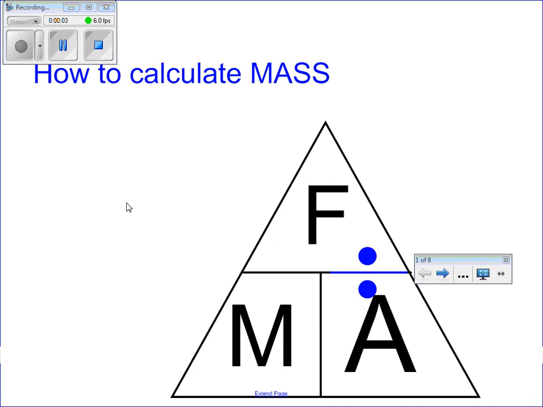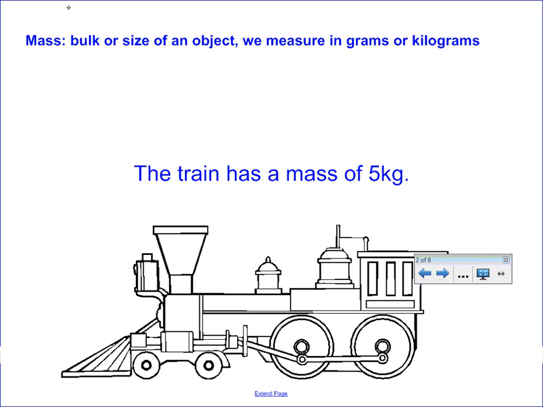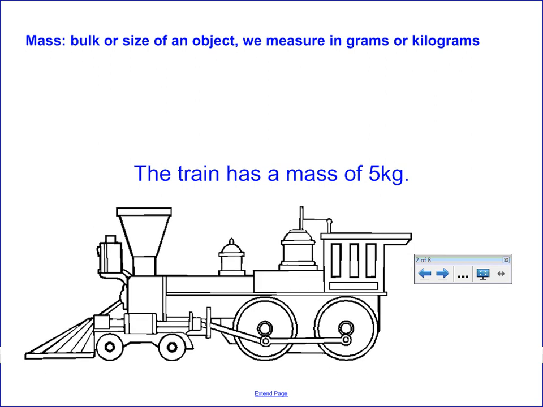This video is about how to calculate mass. We have a magic triangle for mass as well. It's very similar to the force triangle, as you can tell. Remember, mass is the bulk or size of an object. We measure it in grams or kilograms. This train has a mass of 5 kilograms. That's how heavy it is.